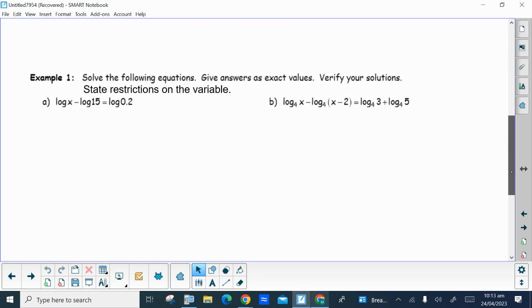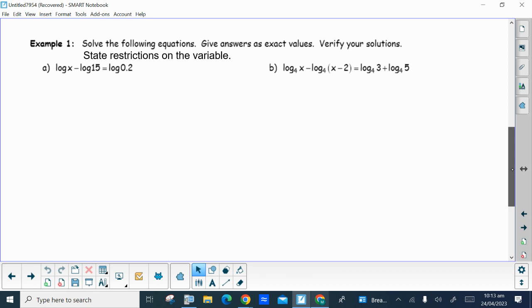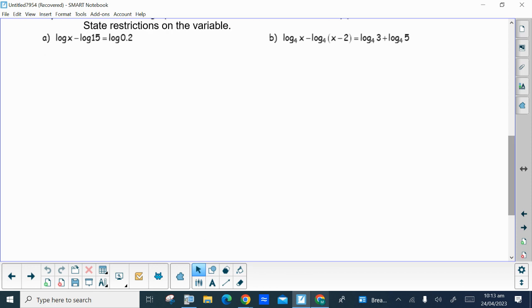So we're asked to solve these equations. We'll give answers as exact values. We'll verify our solutions. And then we'll also look at what the restrictions on the variable are. So we're going to be looking at two different types to solve. The first type, like these first two examples, are where every term is a log. We're also going to see some equations where one term might not be a log. It'll be an actual number, an integer. But for these ones, all the terms are logs.